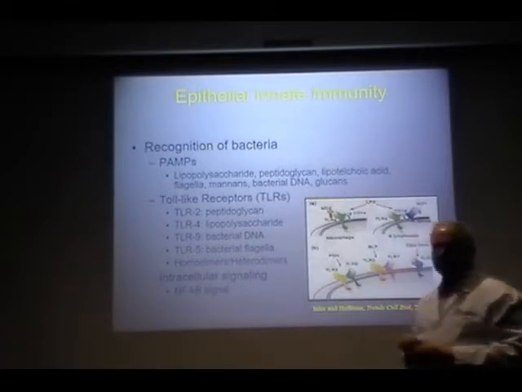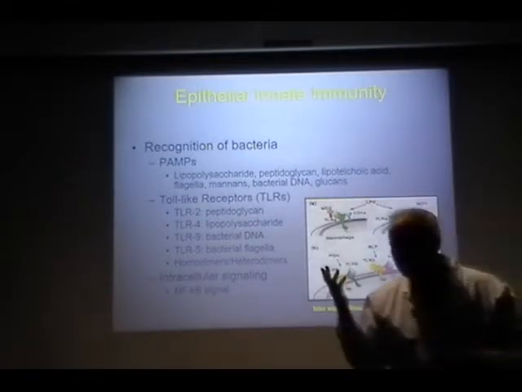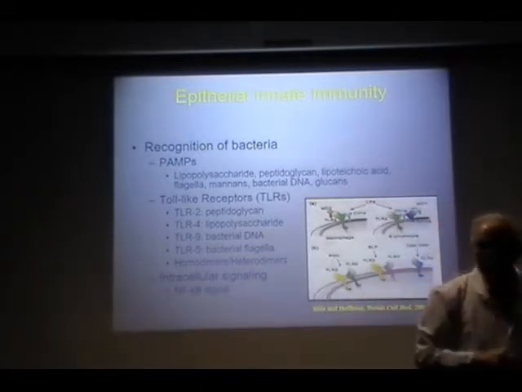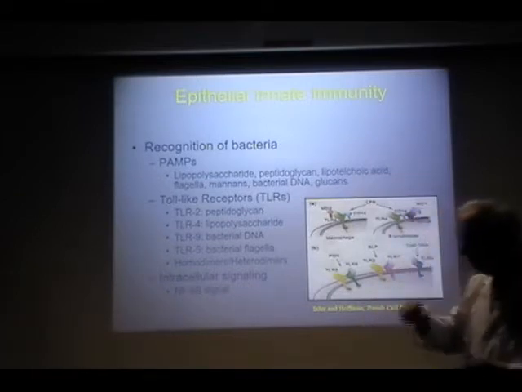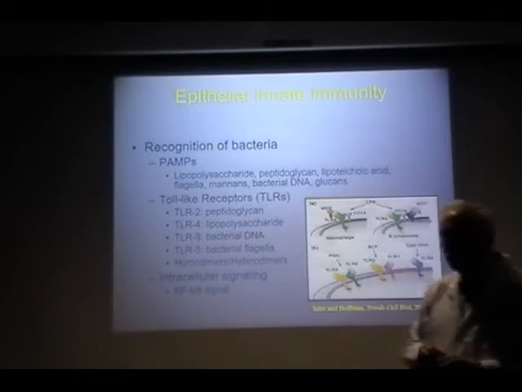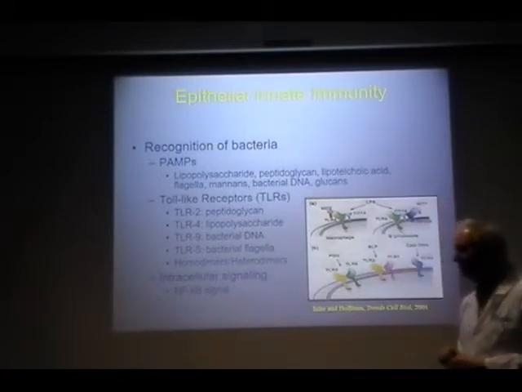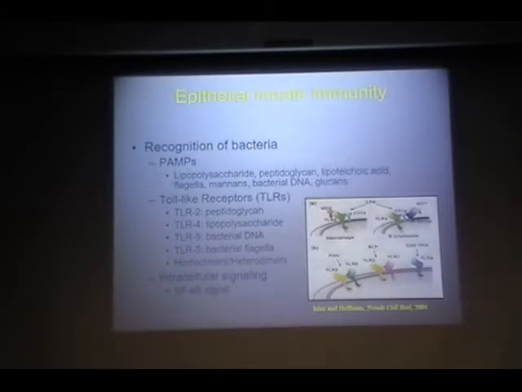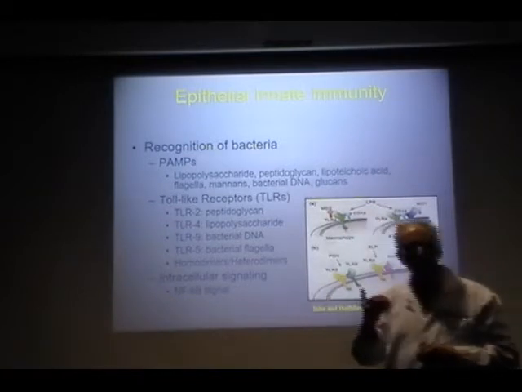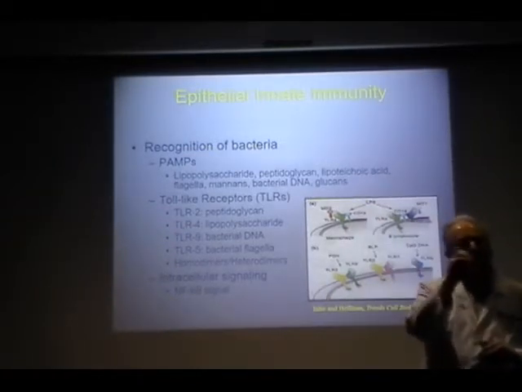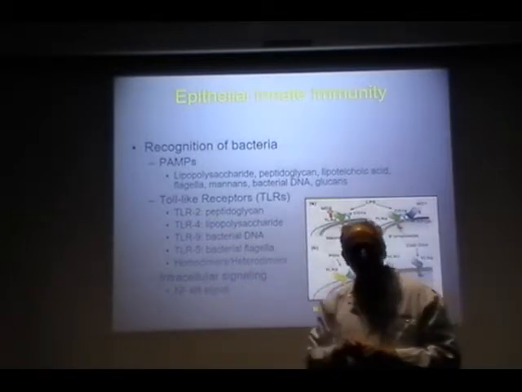Bacterial flagella. Flagella, you've heard of flagella. So these are extracellular structures that give motility to the bacteria that express them. So the flagellin, which makes up flagella, is recognized by toll-like receptor 5. Bacterial DNA is recognized by toll-like receptor 9. Now, I don't have the whole list here. I'm just bringing it to your attention because there is selectivity in the ability of TLRs to interact with PAMPs.